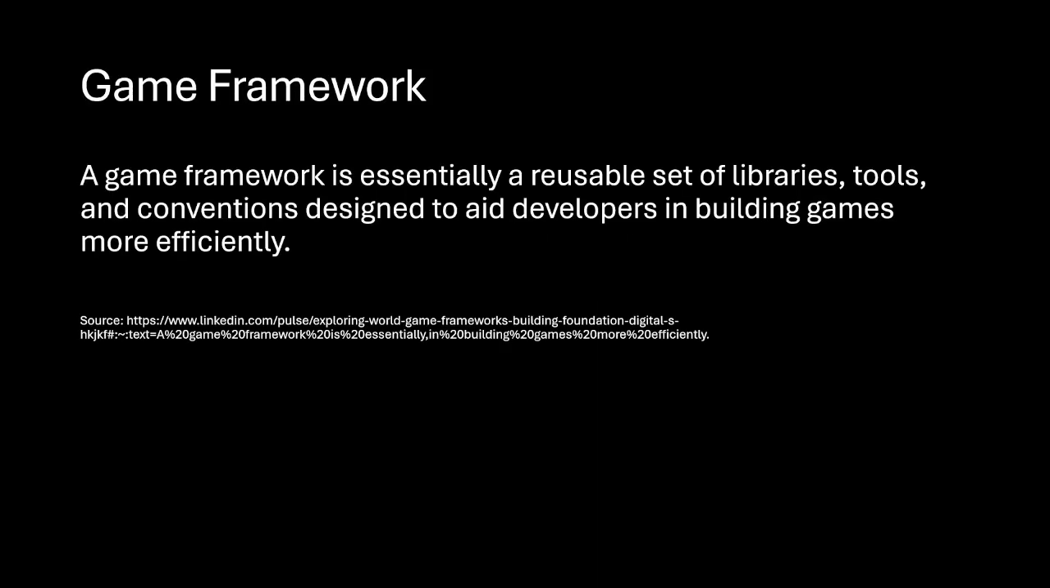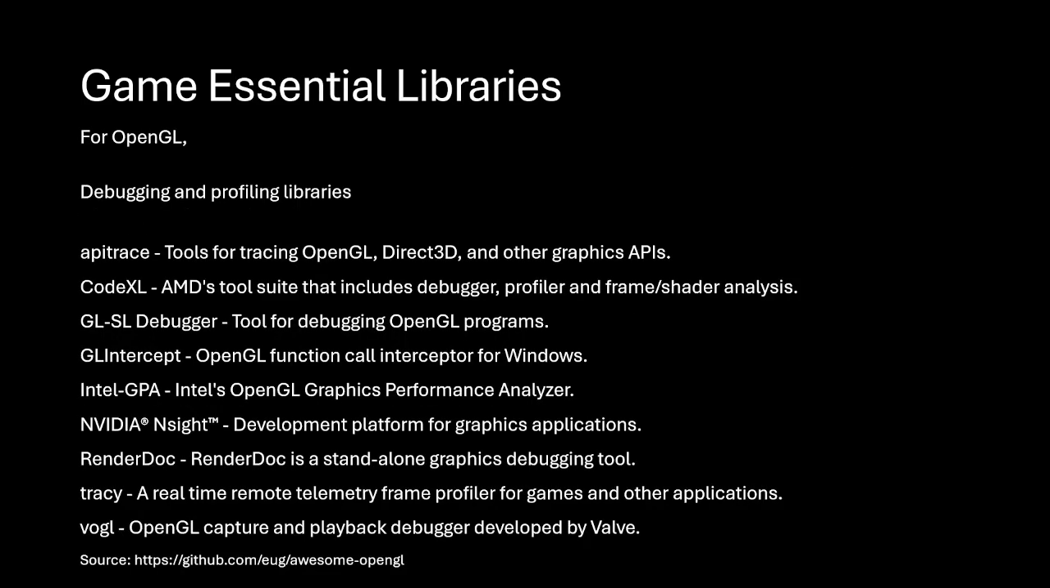So here we have game framework. A game framework is essentially a reusable set of libraries, tools, and conventions designed to aid developers in building games more efficiently, according to Link. It will basically make your game development easier because of its reusable set of libraries, tools, and designs. So next one is game essential libraries.